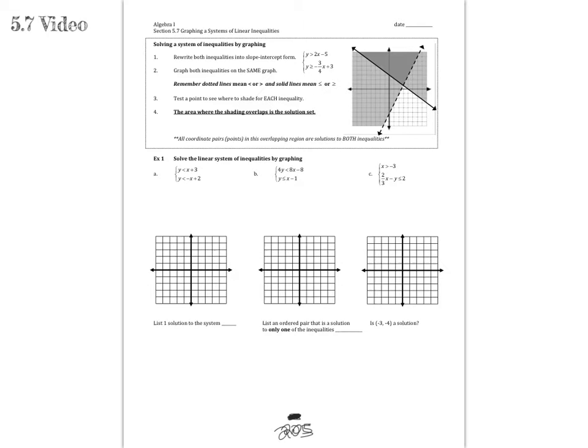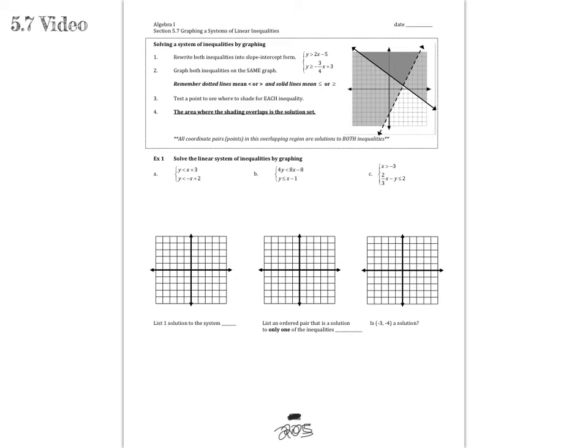So in the last video, we graphed single inequalities, where we graphed something like y is greater than 2x minus 5, and did the slope and the y-intercept, drew a dashed line, and shaded by testing a point and figuring out which side to shade on. Well, to make it a system, we just need two inequalities.